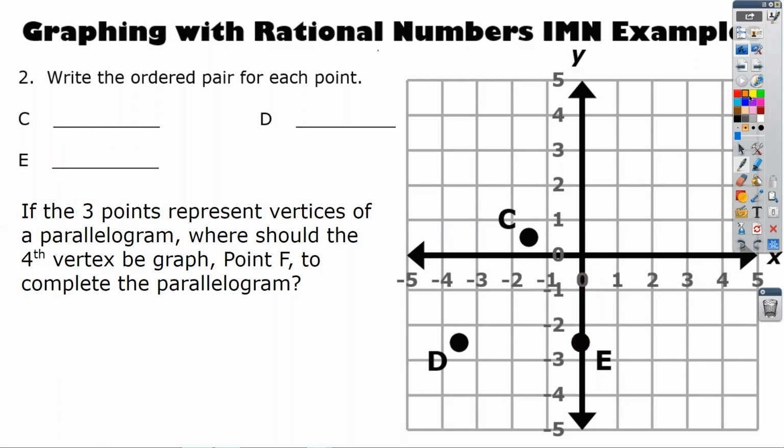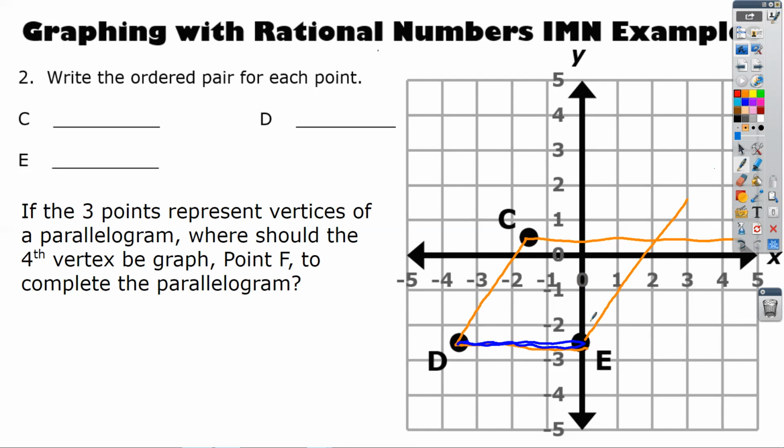All right, and then lastly, it says if 3 points represented the vertices of a parallelogram, where should the 4th vertex be? Or where should it be on the graph? So we're looking for point F to complete this parallelogram. Now let's connect our dots in alphabetical order. So C, D, E. And so I know my 4th dot's probably going to be over here somewhere. I just need to figure out exactly where. So what I would do is figure out how far apart this section is, and that'll tell you how far apart it is at the top, because parallelograms have parallel sides of the same length.